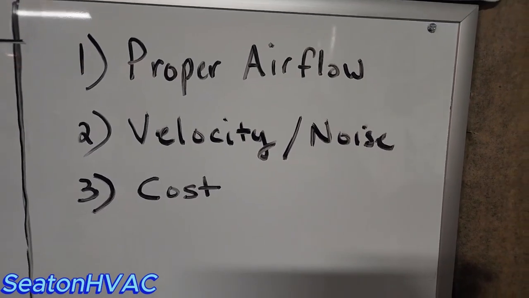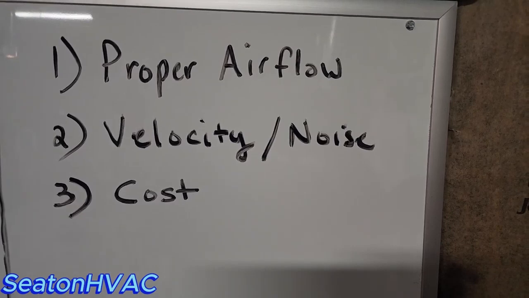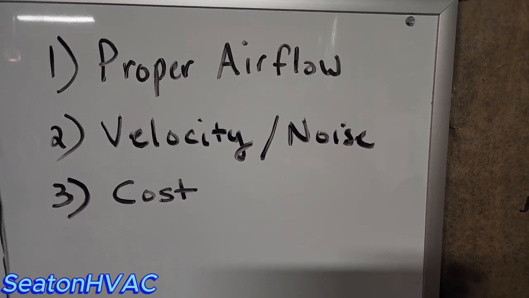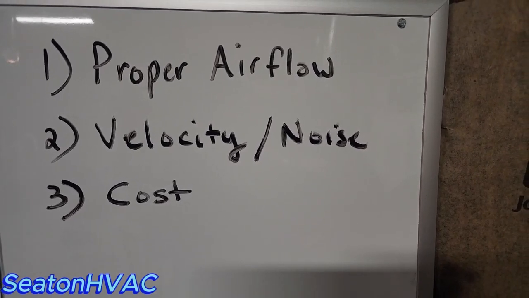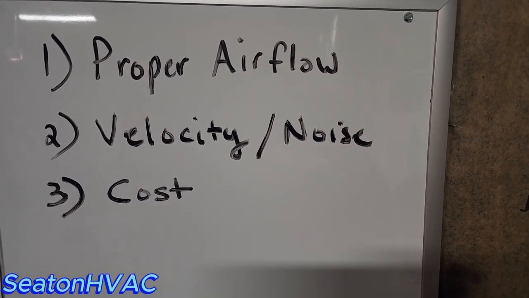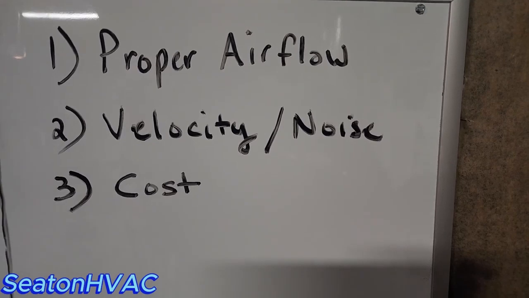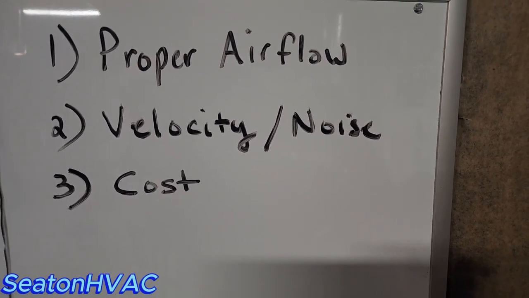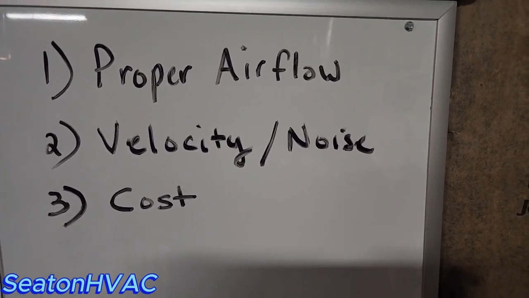And then three is cost. How do we do this the most economically to deliver this air? What products are we going to use to make sure that we have the proper airflow and velocity through our duct system without breaking the bank? Because obviously, if money wasn't an issue, we could use the best products, and it makes it a lot easier. But sometimes you've got cost constraints, so we want to address that too. So I'm going to show you how we do all three of these things.